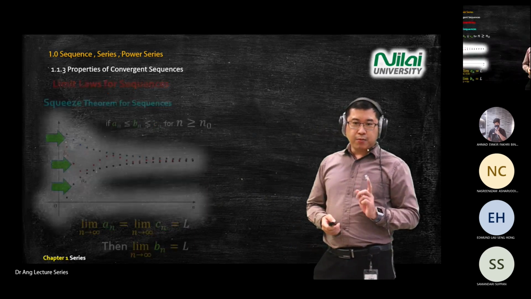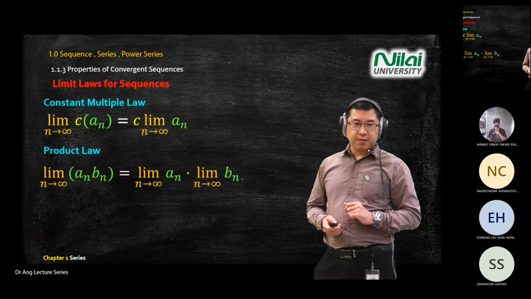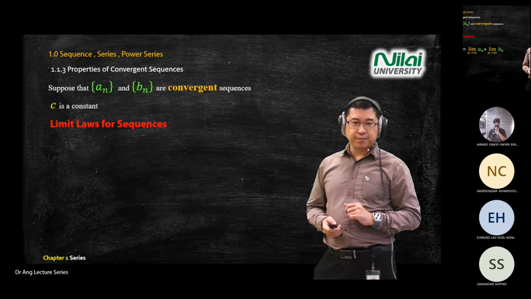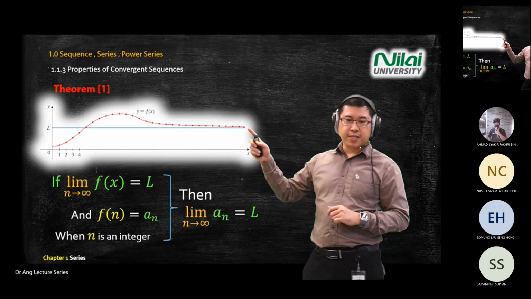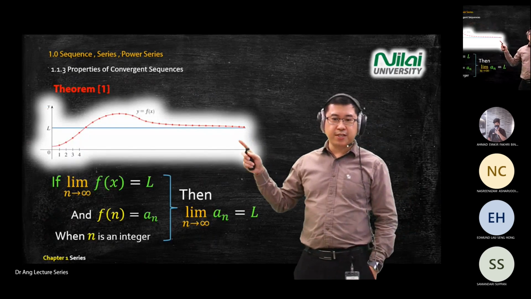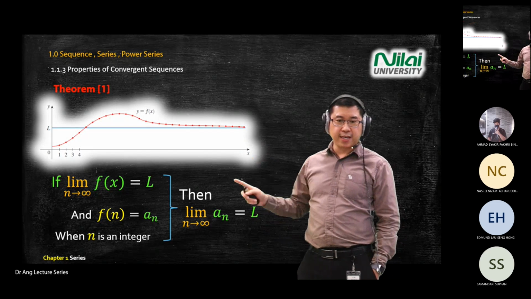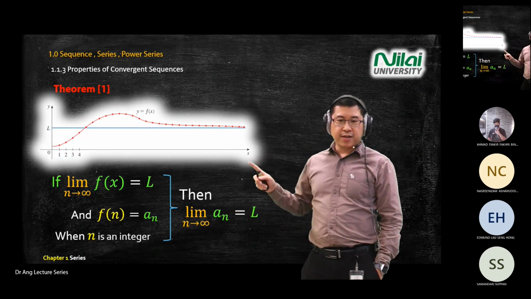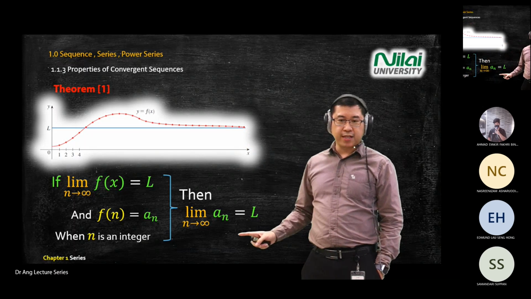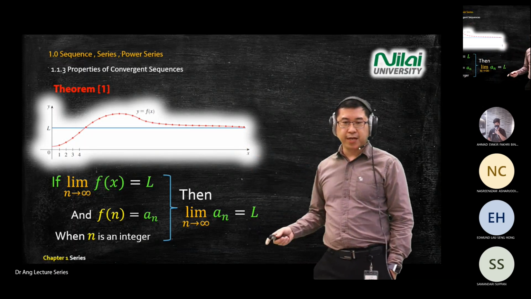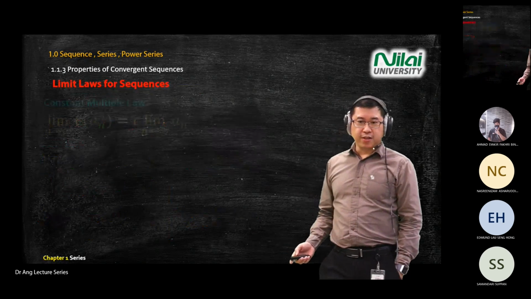We have learned Theorem 1 just now. Now I introduce the second theorem. The first theorem is that if the data converges, you can write it in this form. For example, the red dot data is AN, it converged at L, so you can write it in this form. This is the first theorem, an important theorem. Now we go to the second theorem.